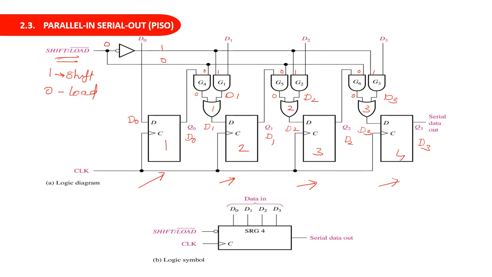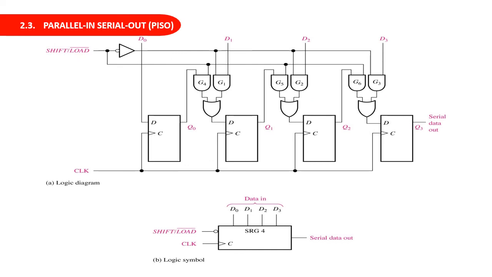Now next we have to obtain the shift operation. To get the shift operation, we have to make this shift bar load complement pin 1. So when this is made 1, this will be 1 and this will be 0. Now you can see that for G4 the input is 1, for G1 it is 0, and for G5 it is 1, this will be 0, this will be 1 and this will be 0. That means the G4 output will be whatever is available at Q0, G5 it will be Q1, and G6 it will be Q2, and we have a final output Q3. Now this will be 0, this will be 0 and this will be 0. That means the output of G1, G2, G3 will be 0.